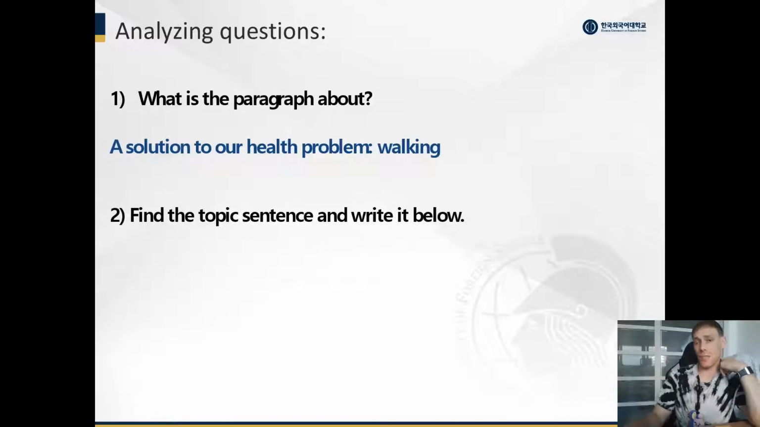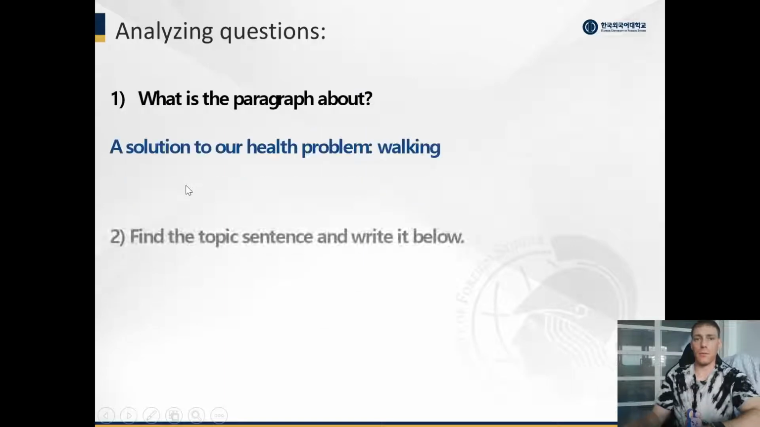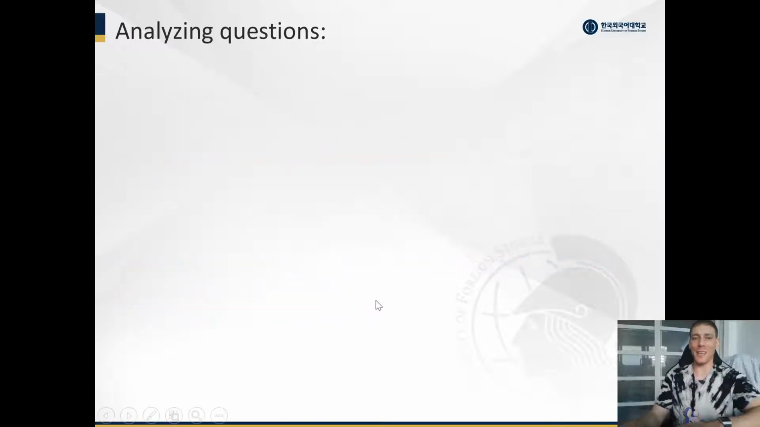Next on, find the topic sentence, write it below. So as I said, look for where it explains what is the topic of the essay. What is it talking about? Health problems standing out in our current era can be resolved with a simple exercise, walking. So it says about the problems, the causes, health problems, and how we can fix it. Walking. So the topic is about how walking can improve our lives and the problems that we have in our lives, right? Hopefully you found the topic sentence where it told us what it's talking about.